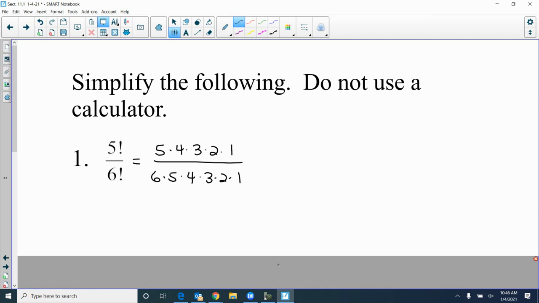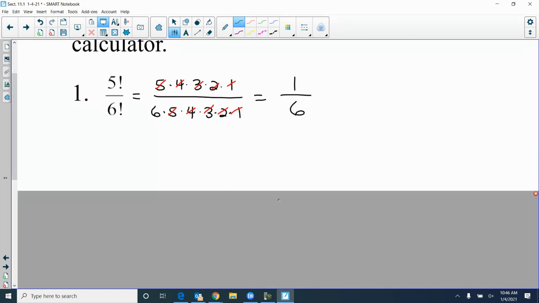Anything in the denominator can be canceled with anything in the numerator. Actually, everything in the numerator cancels. But don't forget, since we're dealing with multiplication, what's really left in the numerator? A 1. And what's in the denominator? A 6. So 5 factorial divided by 6 factorial is 1/6.